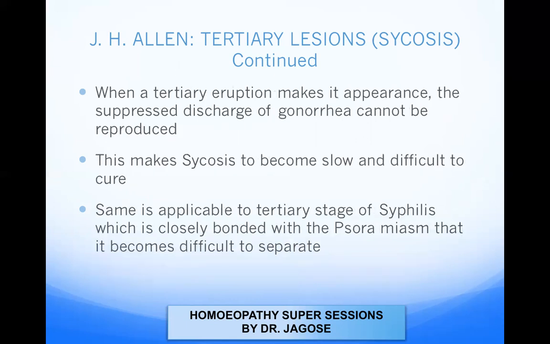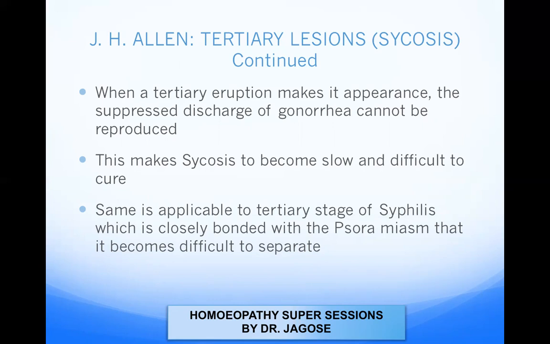When a tertiary eruption makes its appearance, the suppressed discharge of gonorrhea cannot be reproduced. So Dr. J.H. Allen says that when a tertiary eruption makes its appearance, the suppressed discharge of gonorrhea cannot be reproduced. So whatever suppression is there cannot again come out, or there will not be any return of the original symptoms. This makes psychosis slow and difficult to cure. So naturally, whatever is suppressed, if you do not bring it out to the surface, the cure will not take place. Therefore, it makes psychosis difficult and slow to cure.